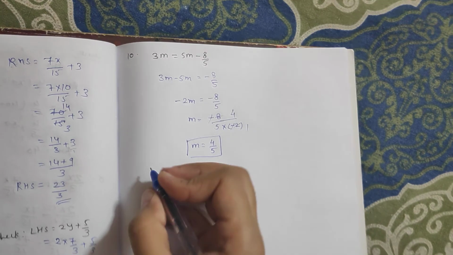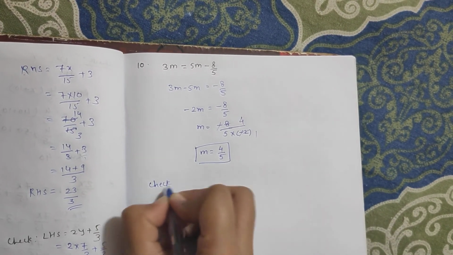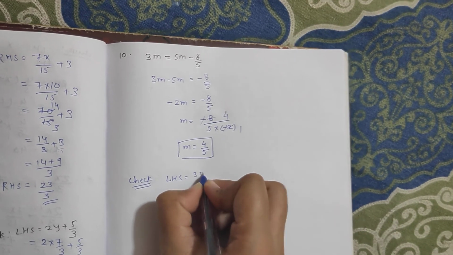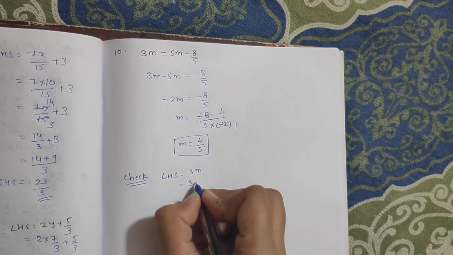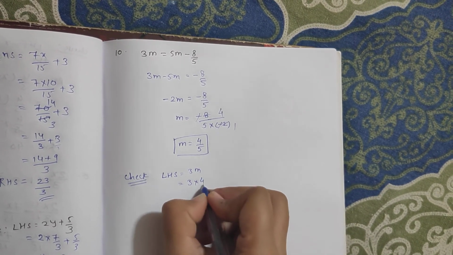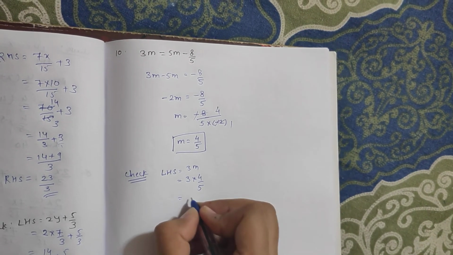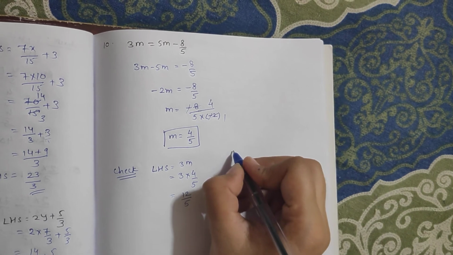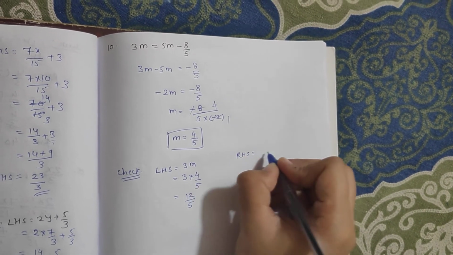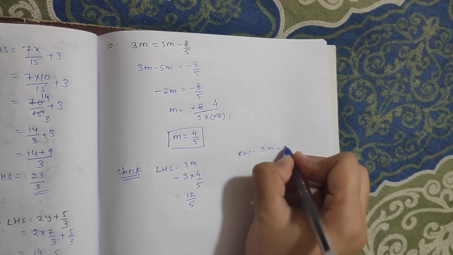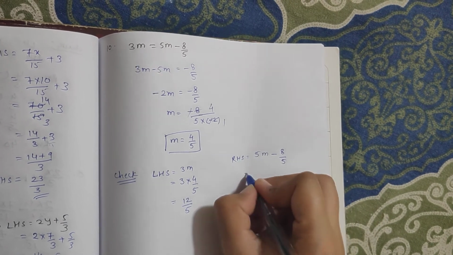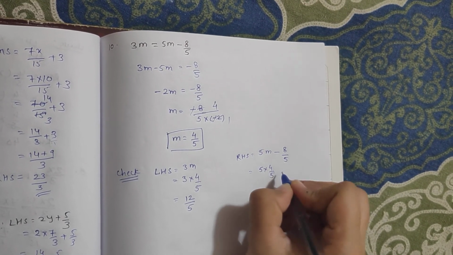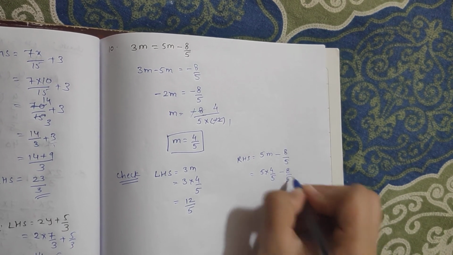Now let us check whether our solution is correct or not. So here what is our LHS? It is 3m. So it will be 3 into, what is m? It is 4 upon 5. So it will be 12 upon 5. Okay, now let us see what is RHS. RHS is 5m minus 8 upon 5. So what is the value of m? It is 5 times 4 upon 5 minus 8 upon 5.